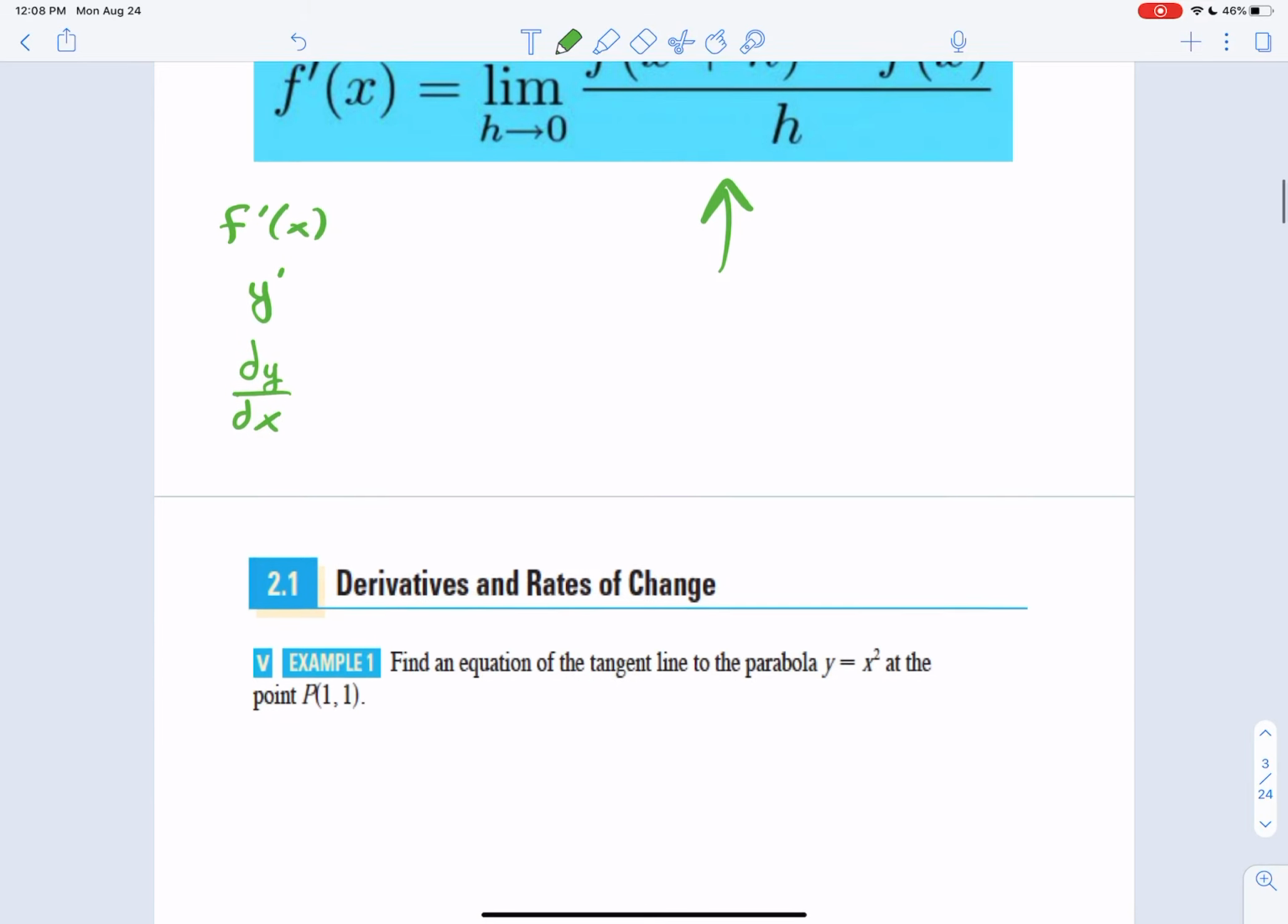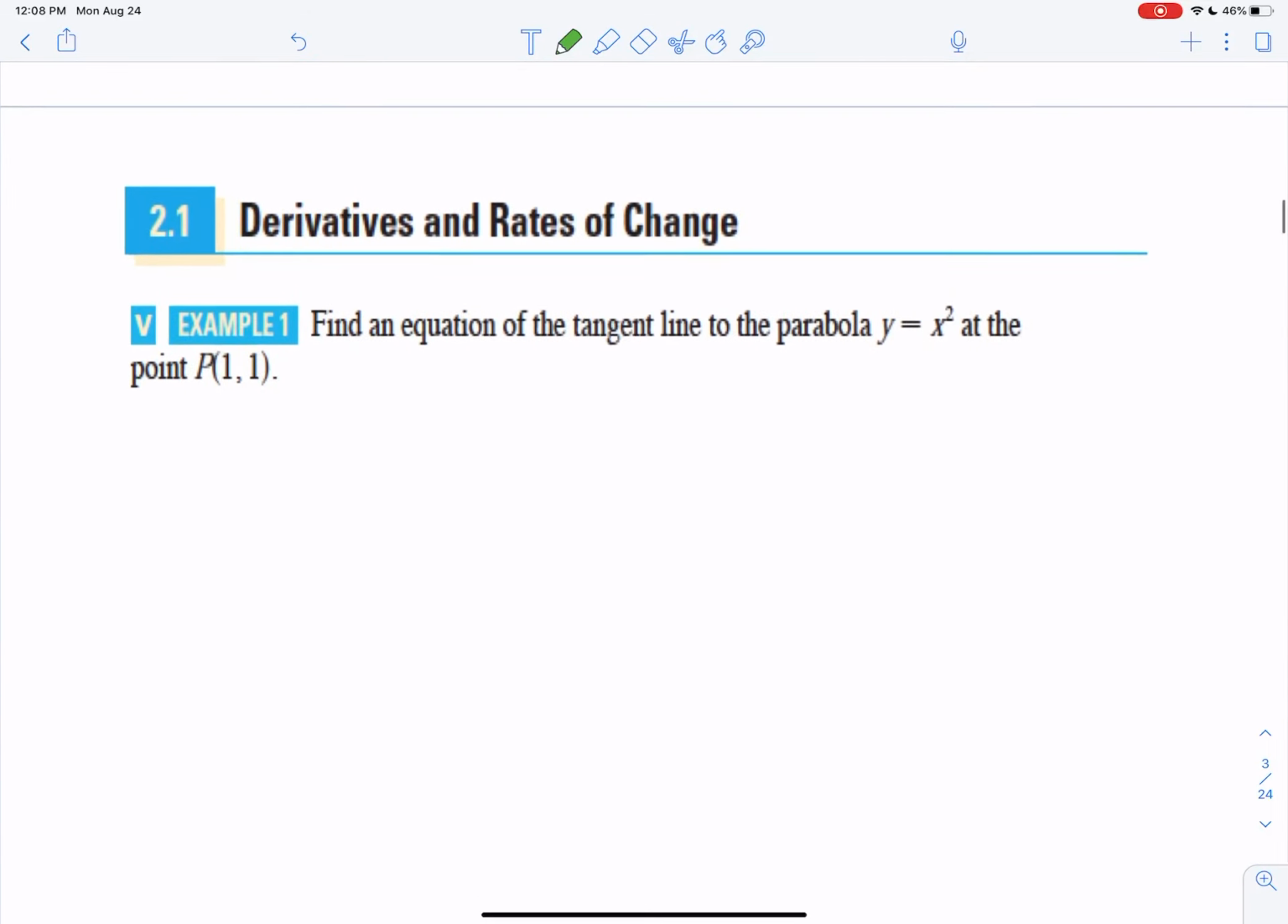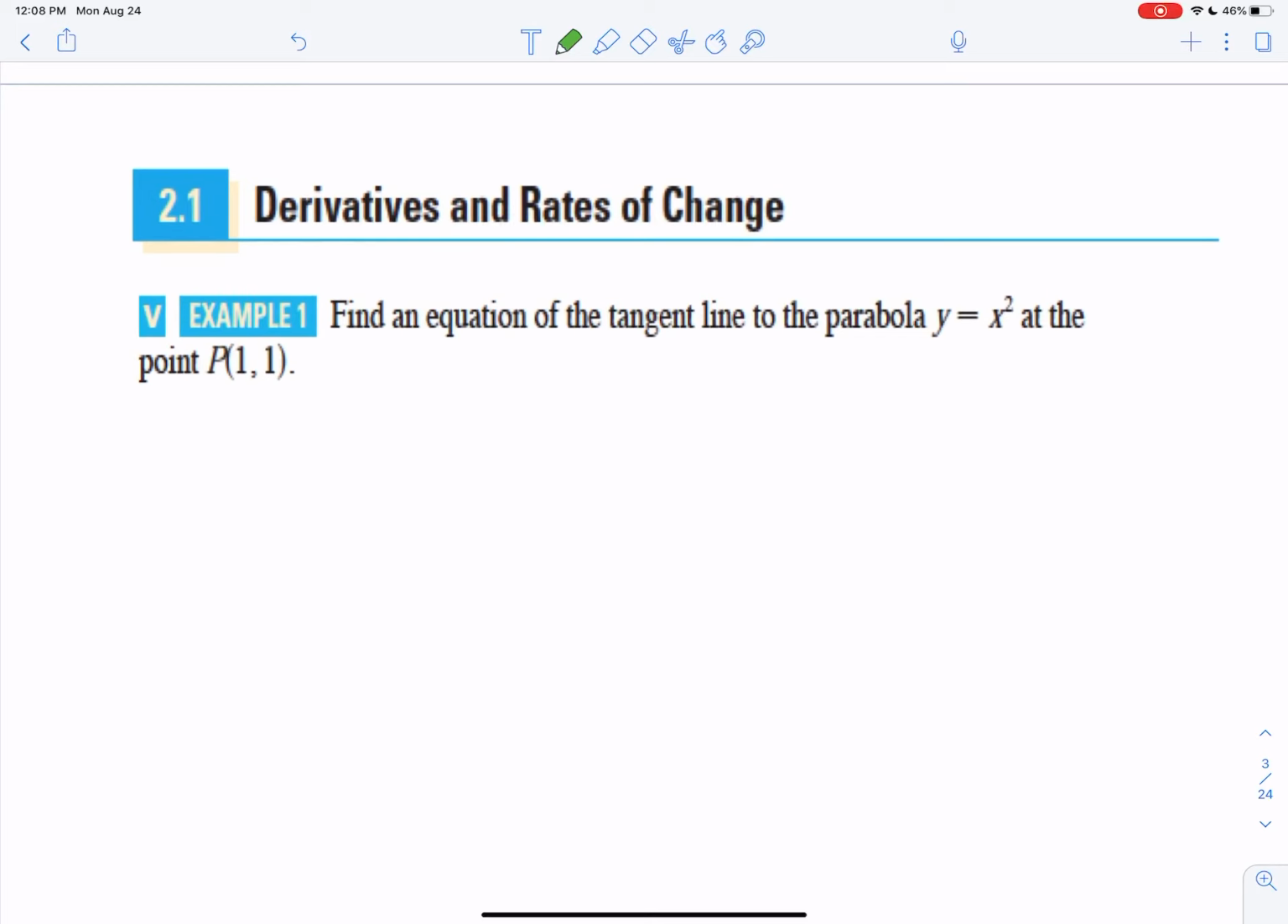Okay? So here's example 1. Pause and play when you're ready, but write down this problem. So example 1 here, we are asked to find an equation of a tangent line to the parabola y equals x squared at the point (1, 1). Okay, before we get into the procedural stuff, which is easy, I want to make sure that you guys understand the concept of this, okay?